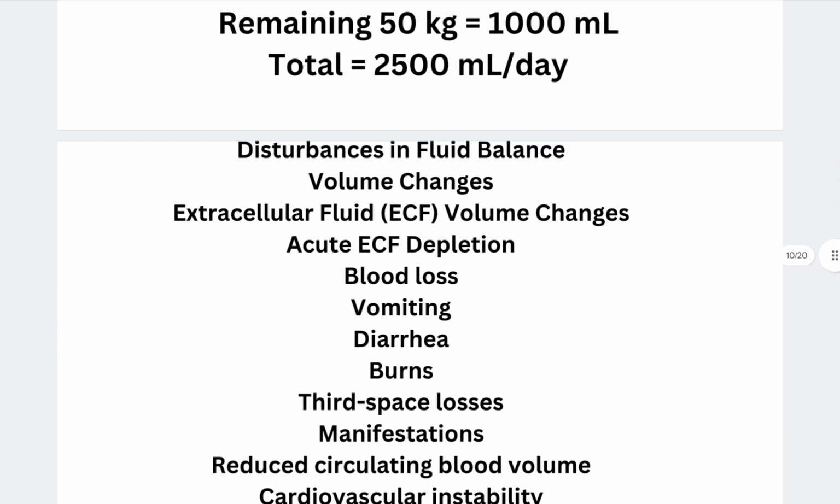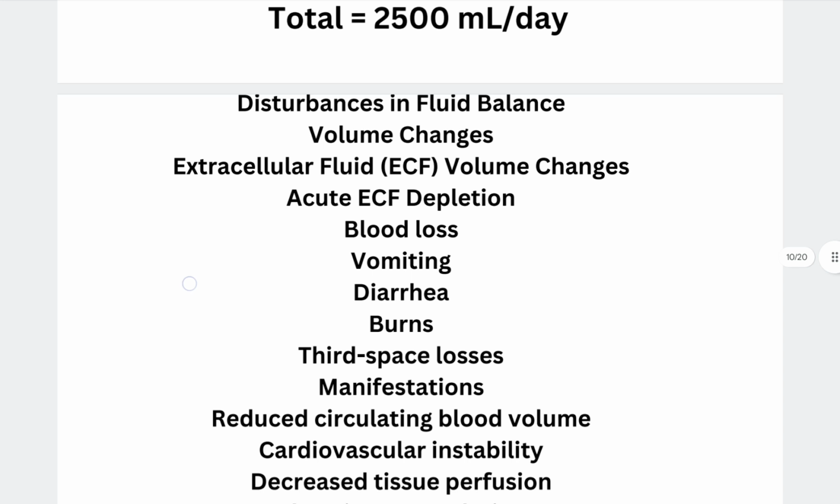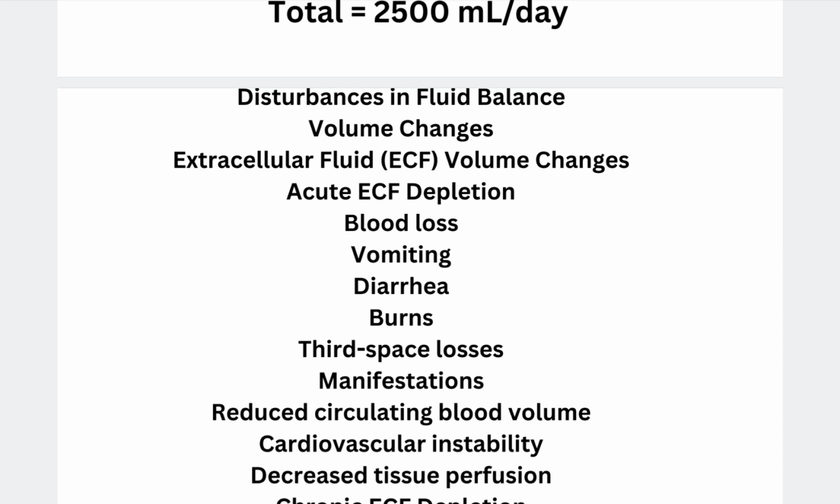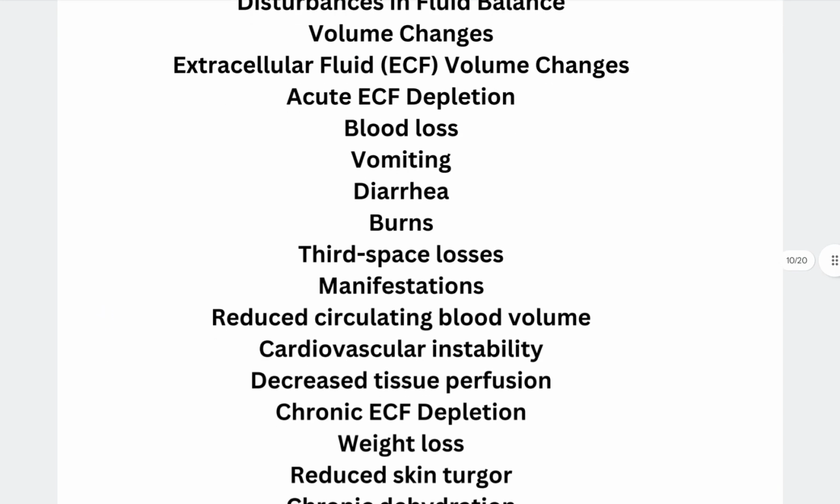It depends on the other conditions of the patient as well. Now, disturbances in the fluid balance. Suppose there is extracellular fluid depletion. If it is acute depletion, such as in blood loss, vomiting, diarrhea, burns, or third space losses, the patient will have reduced circulating blood volume, which leads to cardiovascular instability and decreased tissue perfusion.